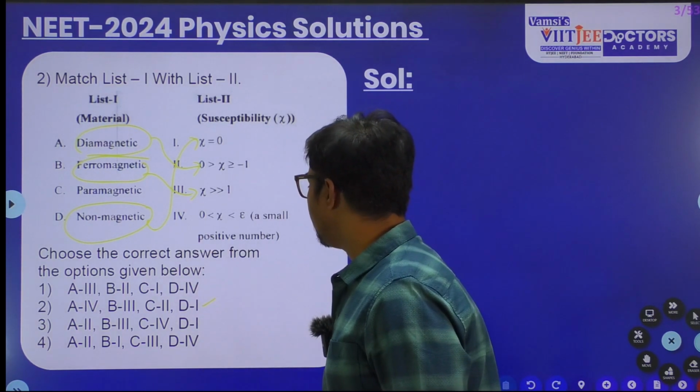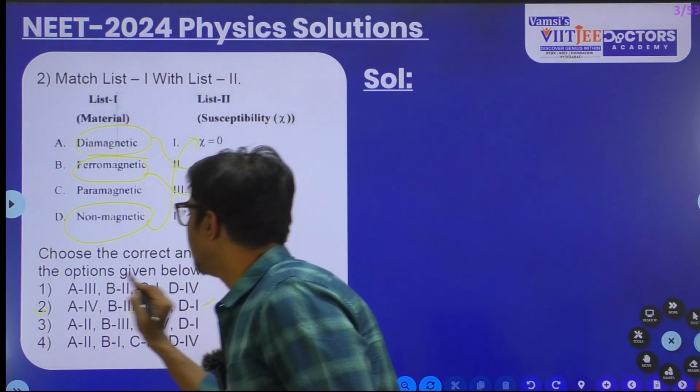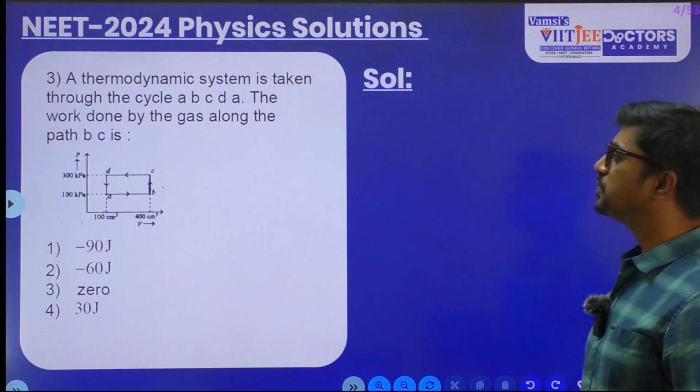Ferro, B should be 3. B should be mapped to 3. If you map only 2 of them, that is enough. That's going to be the answer. Okay, next, let's go to the next question.